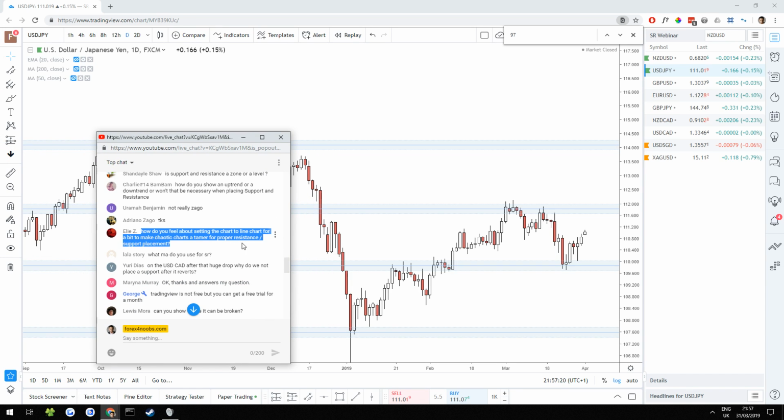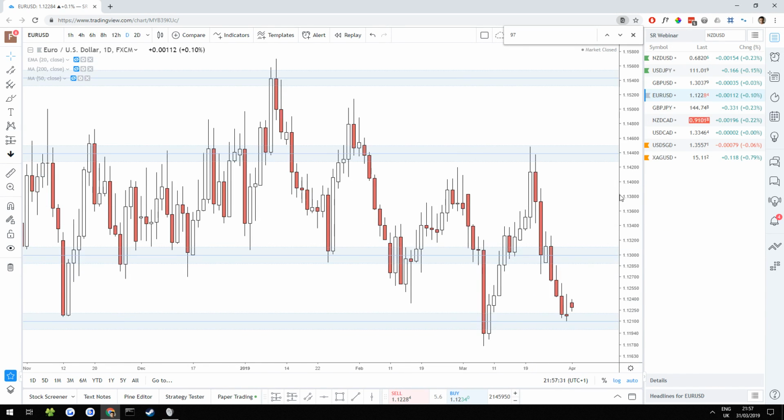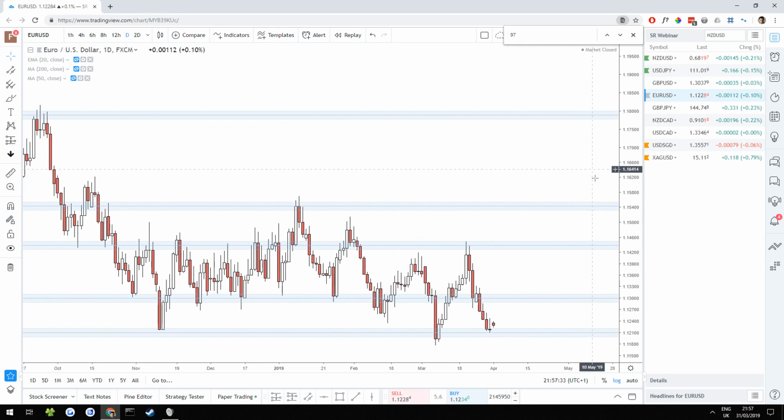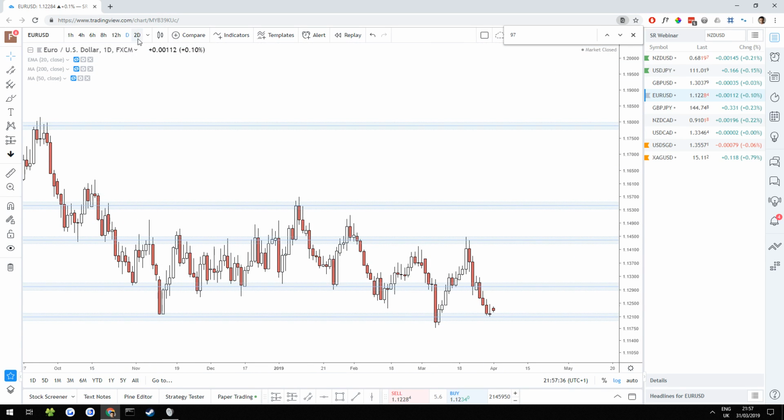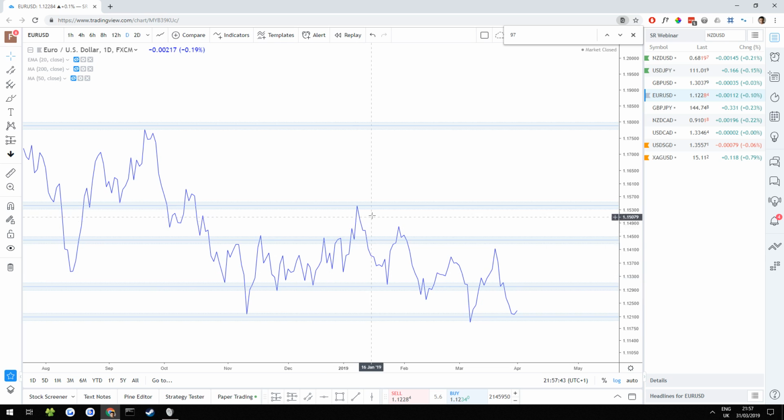How do you feel about setting a chart to line chart for a bit to make chaotic charts? Basically what Ellie is asking here. It's something that some of my students do use. Let's use EURUSD as an example, because it's one of the messier ones I've shown you guys today. Some of my students switch from candles to line charts because line charts clean things up and make it easier to see where to place support resistance. Then you connect the dots on your line chart instead of candles.